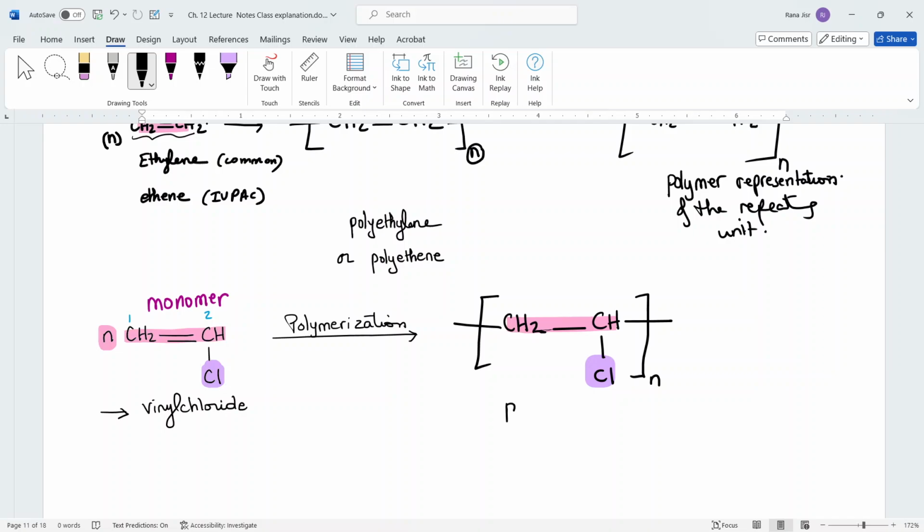The polymer will be named poly, and then the same name as the monomer, which is vinyl chloride. Okay, it's polyvinyl chloride because you do have a vinyl and the chloride. You have two options: either leaving it without the brackets, or you can put poly and then open the brackets and do vinyl chloride in there, because the vinyl is different than the chlorine, and this is why. So either one of those is acceptable for the name of the polymer, and that is the polymer representation of the repeating unit.